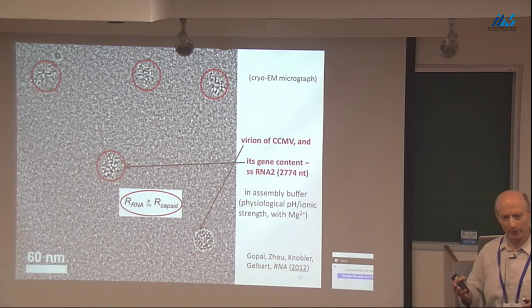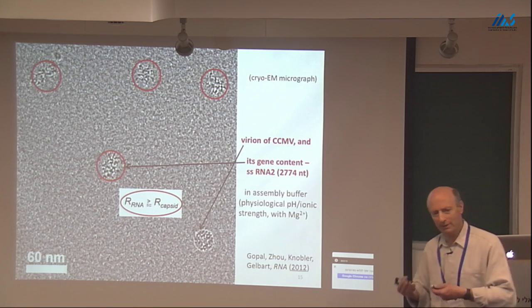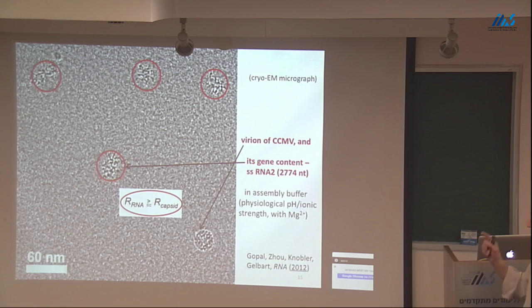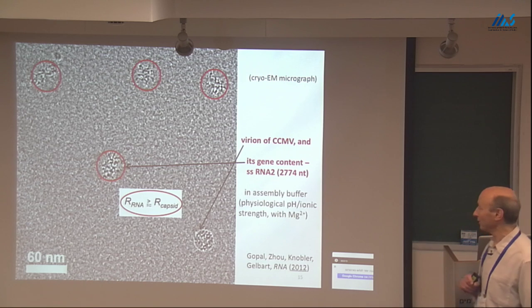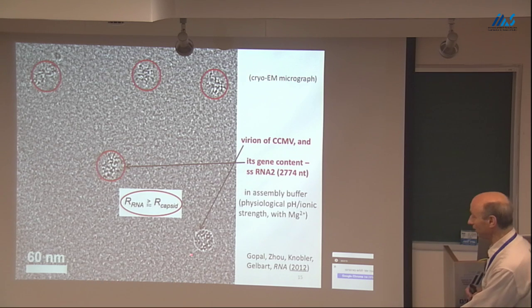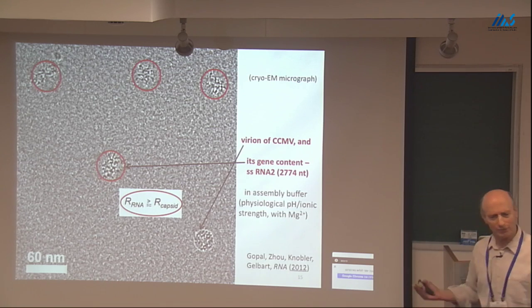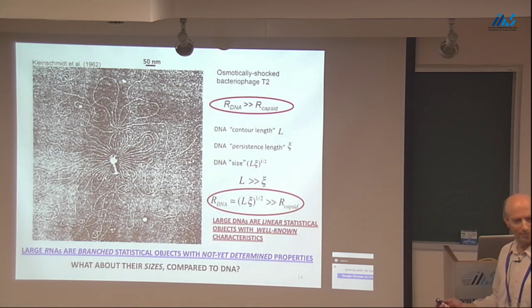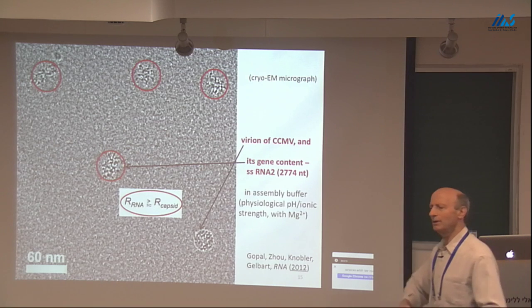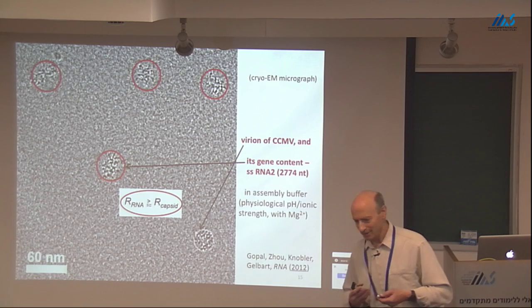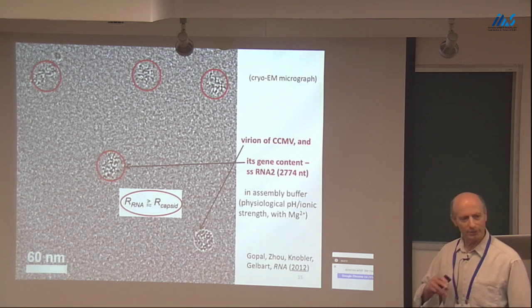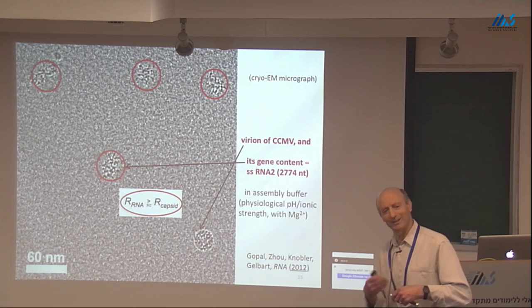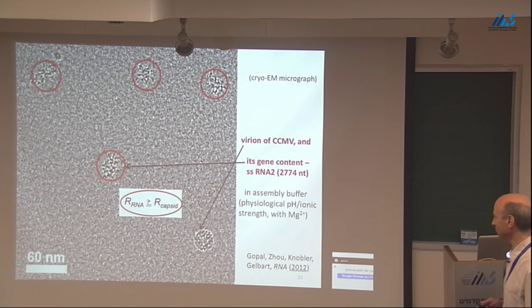And with no contrast agent, since uranyl acetate would kill the intrinsic secondary and tertiary structure of the RNA. You get one molecule at a time caught in the film, and we threw in some of the virus. This is the viral RNA, and you see that it's a very different picture from this. You see that indeed the thermally equilibrated genome occupies about the same volume as it's confined in once you have the self-assembly of the capsid.